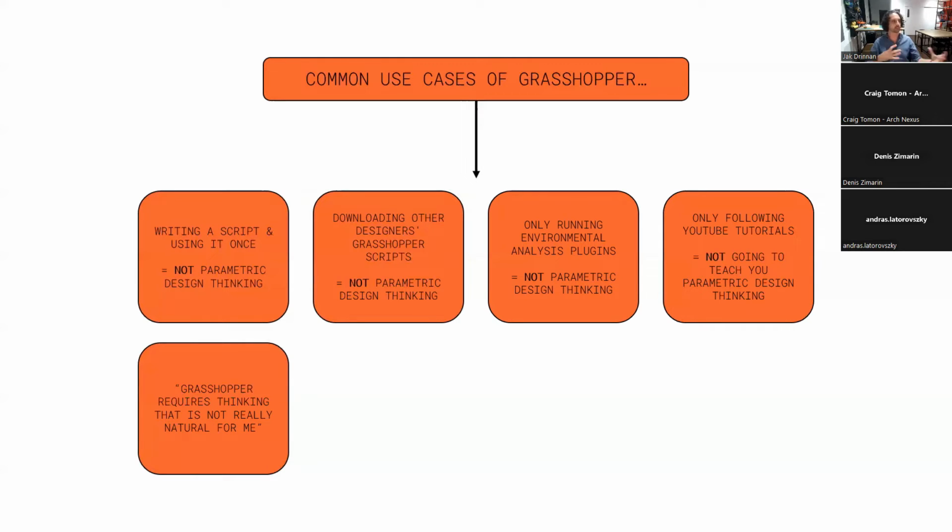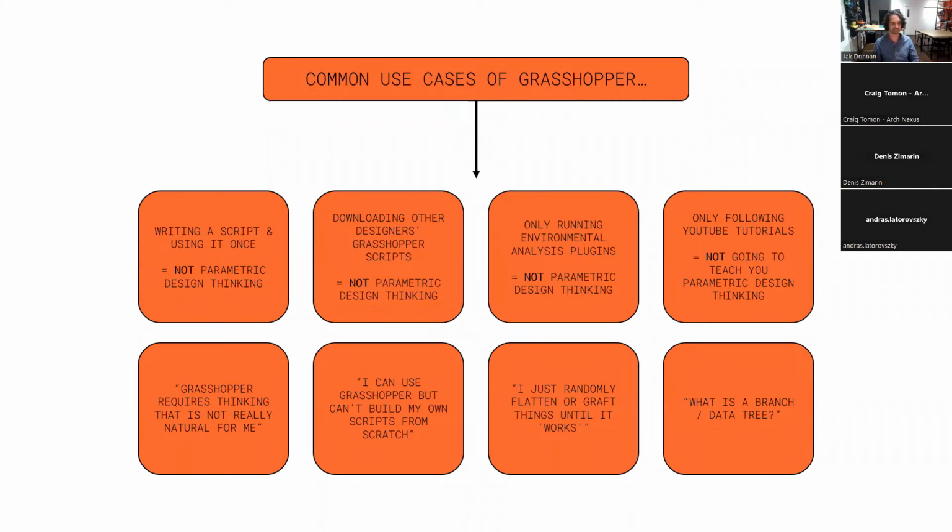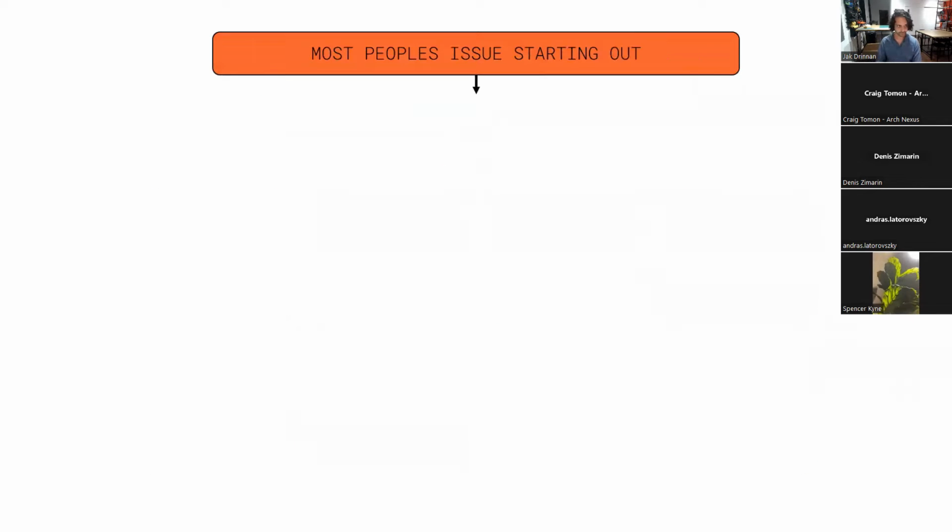I hear people say Grasshopper requires a thinking that's not really natural for me, and that's because generally it isn't. It's a skill that we acquire. I can use Grasshopper, but I can't build my own script from scratch. This is super common. I just flatten randomly and graft randomly until it works. And what is a tree? What is data? What I see a lot is this lack of foundational knowledge in Grasshopper.